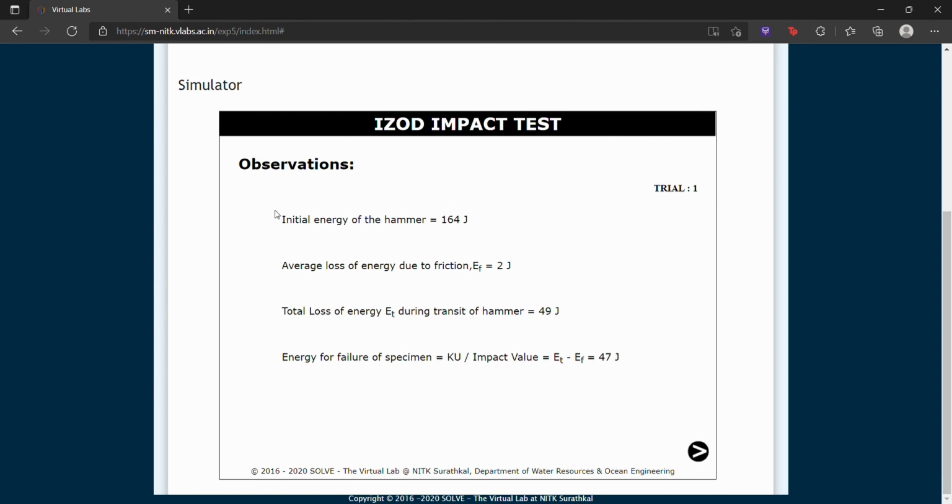For the observation of trial 1, the initial energy of the hammer is 164 joules, the average loss is 2 joules, while the total loss is 49 joules, and the energy for failure is 47 joules.